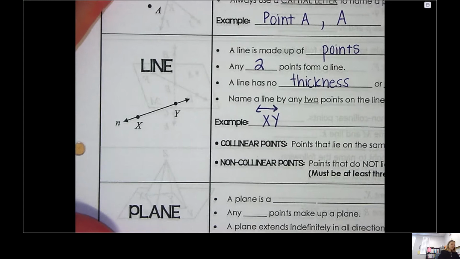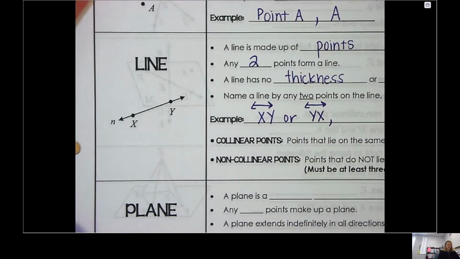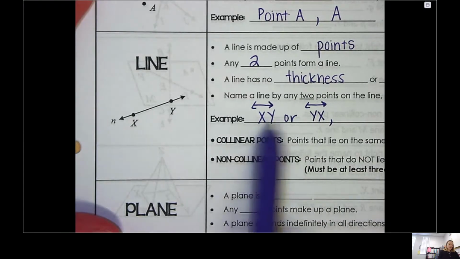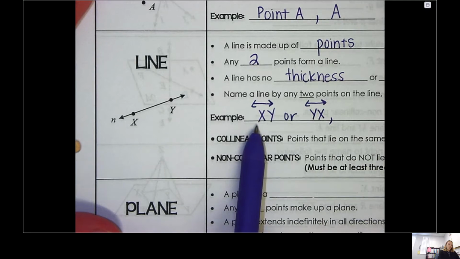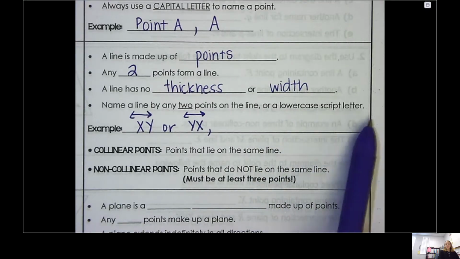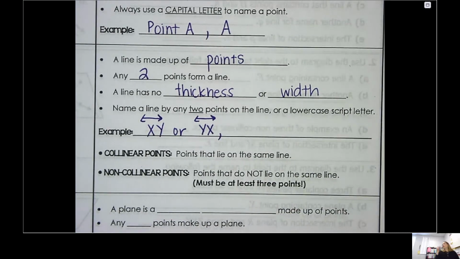So we use symbols. We also said instead of XY, Ryan told us that, yep, we can call it YX. Either one of those is fine. Both of those are the exact same line, exact same name, okay? The last way you can name it is, instead of with the 2 points, you can use a lowercase script letter.